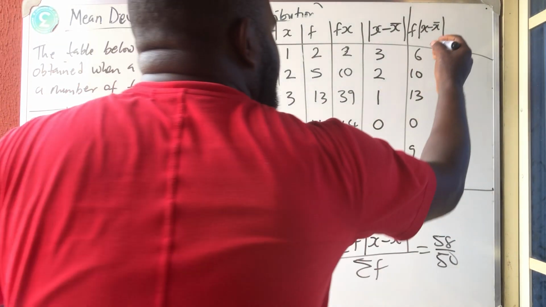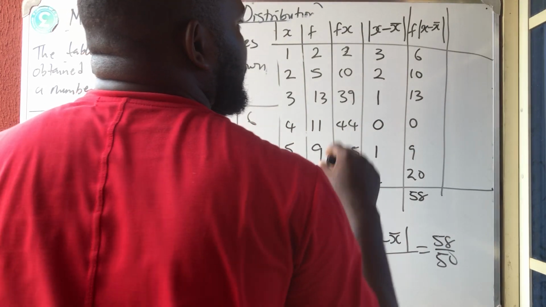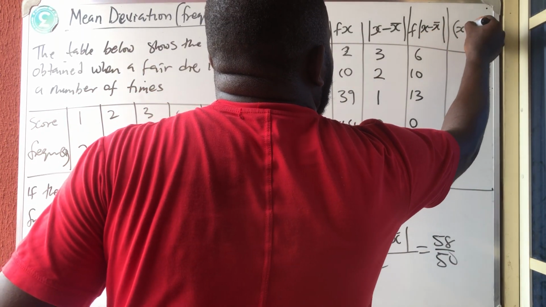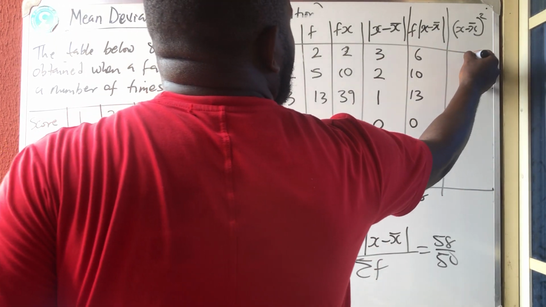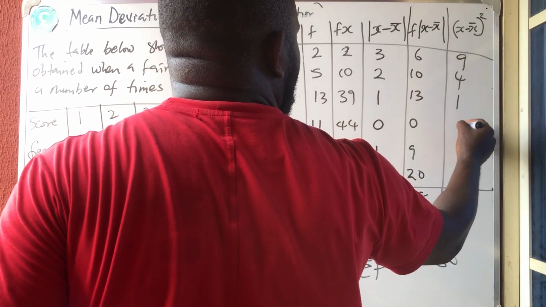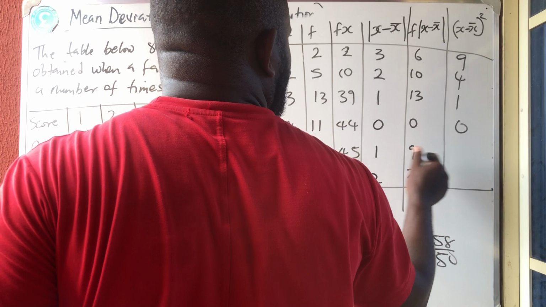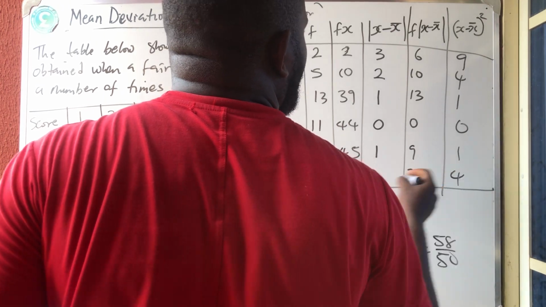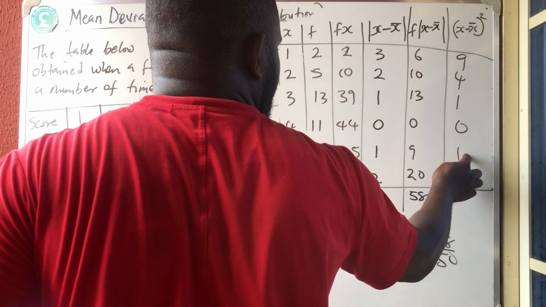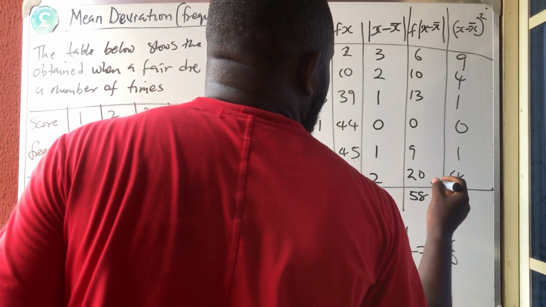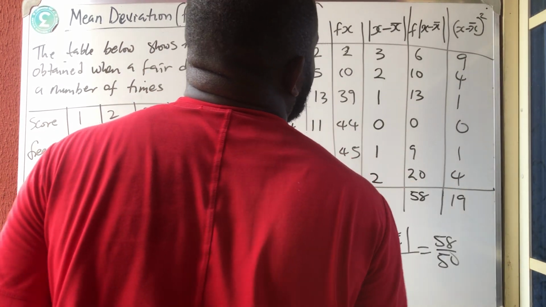So for variance and standard deviation, first thing we need is what? X minus x bar all squared. So let's start squaring this one. 9, 4, 1, 0, 1 squared 1, 2 squared 4. So their summation will give me 10, 14, 15, 15 plus 4, 19. So I'm having 19 here.